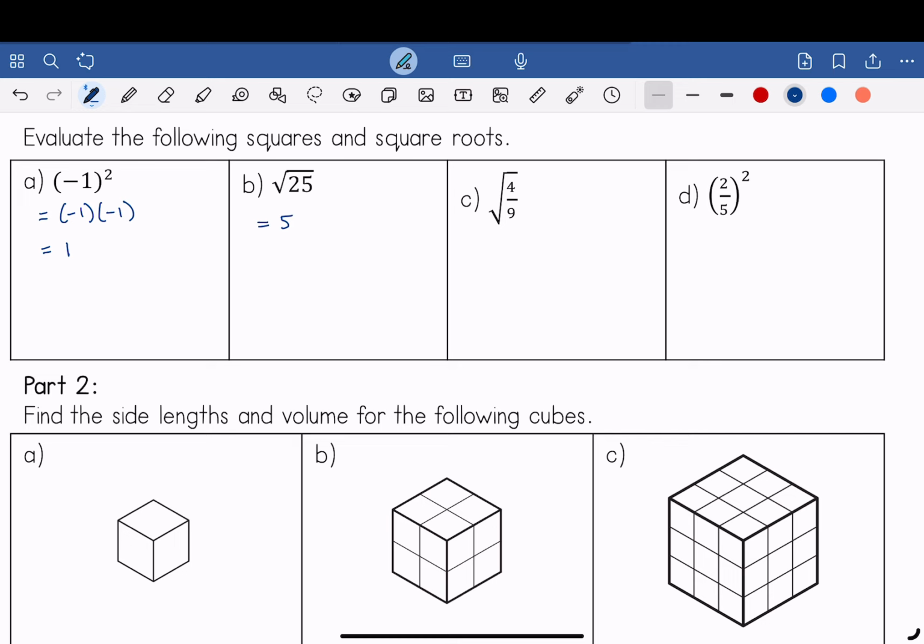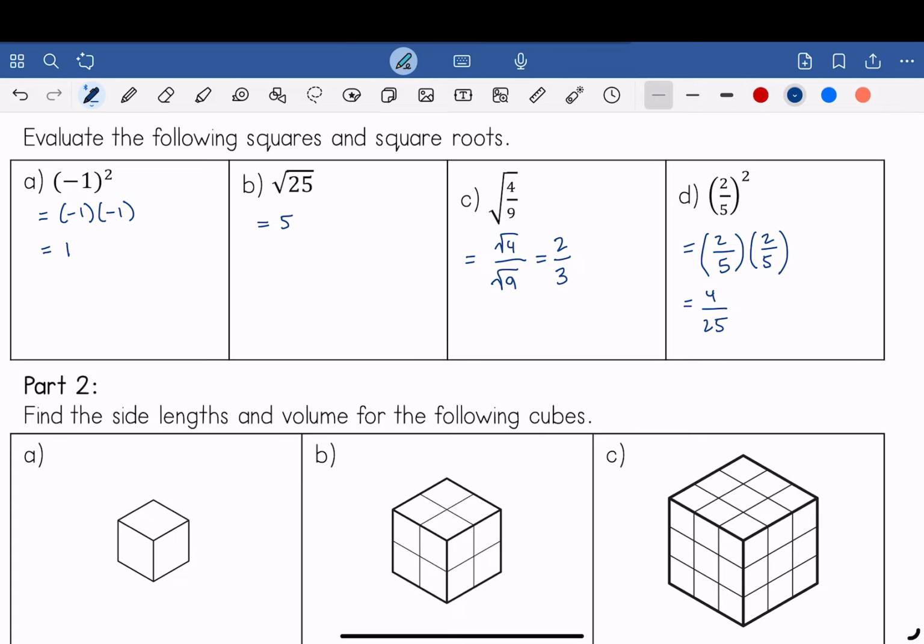C, the square root of 4 over 9 is the square root of 4 over the square root of 9, which is equal to 2 over 3. And you can't further simplify the fraction. D, 2 over 5 to the power of 2 is 2 over 5, and there's several ways you can write this. This is one way. Times 2 over 5. You multiply the numerators and the denominators together, which is equal to 4 over 25.